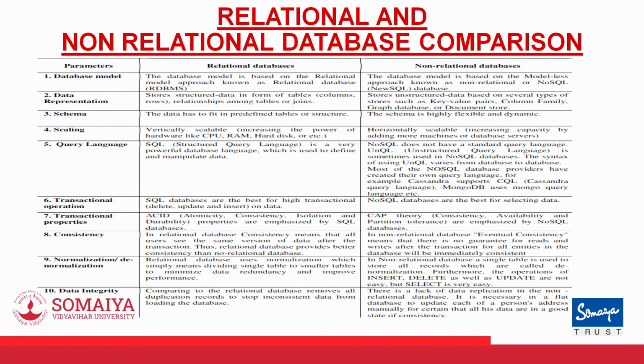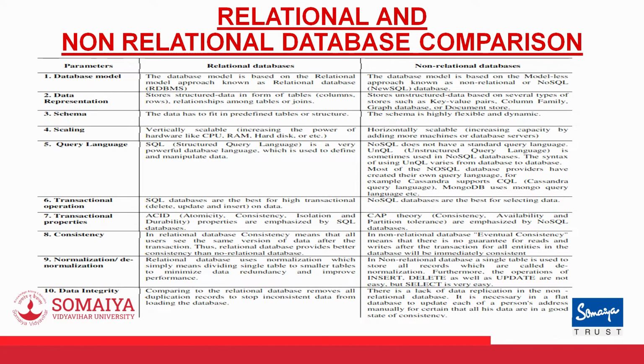Difference between a relational and a non-relational database model. The relational database is based on the relational model approach. The non-relational database is based on the model-less approach, known as NoSQL database. Data representation: relational databases store structured data in the form of tables and relationships among the tables, or joins. Non-relational databases store unstructured data based on several types of stores such as key value pairs, column family, graph database, or document store. Schema: in relational databases the data has to fit in predefined tables or structure. In non-relational databases the schema is highly flexible and dynamic.